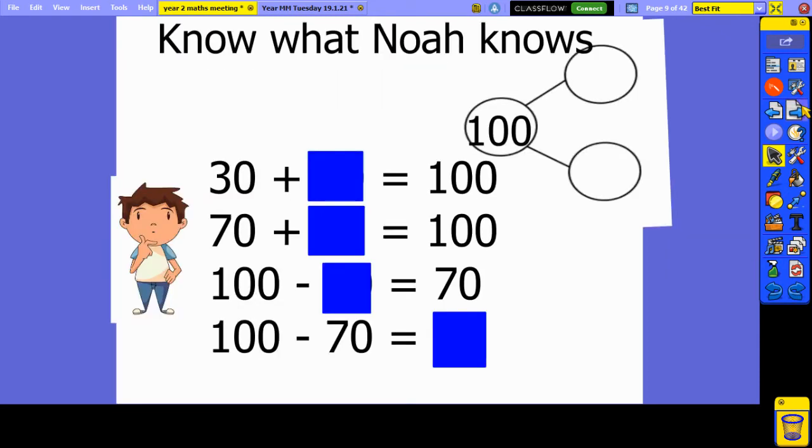Let's see what Noah knows. We know what Noah knows. I've got 4 equations, 2 addition and 2 subtraction. My whole is 100. Not sure about my parts, but I think I'll be able to work it out. Pause the video while you have a think and work out these 4 equations. What does Noah know?